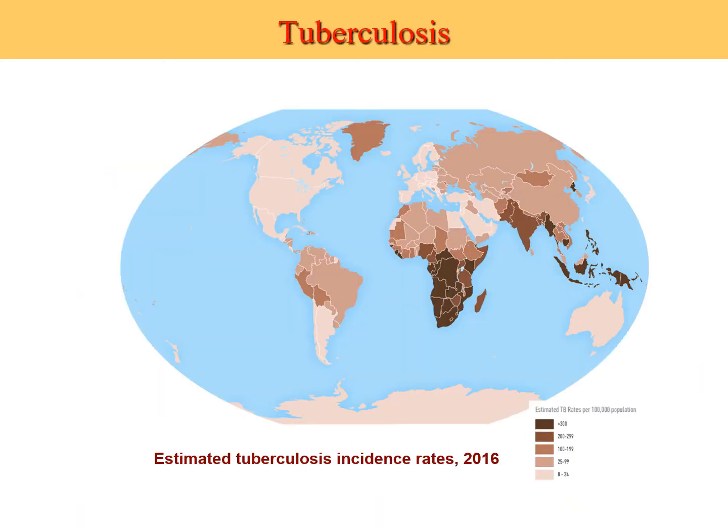Here are the estimated tuberculosis incidence rates in 2016. It is present in every part of the world, but in some parts much more prevalent. These are estimated rates per 100,000 population. There's no area of the world that is completely free of TB. And there are some areas that have a really high incidence, greater than 300 per 100,000. It's very high.